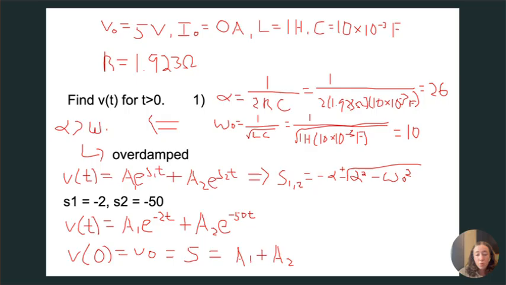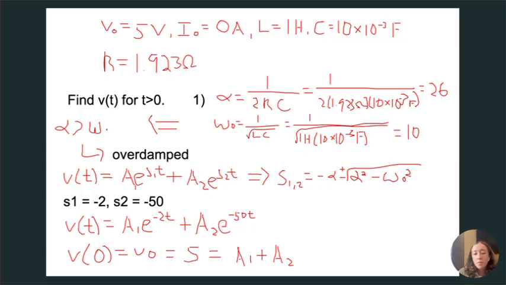This is very useful in order to determine whether the circuit is overdamped, underdamped, or critically damped. Why is that? It's because our initial V of t equations are different for all three of those circuits. So in this case, the circuit's overdamped since alpha is greater than omega naught. So we have the equation V of t equals a1 e to the s1t plus a2 e to the s2t.